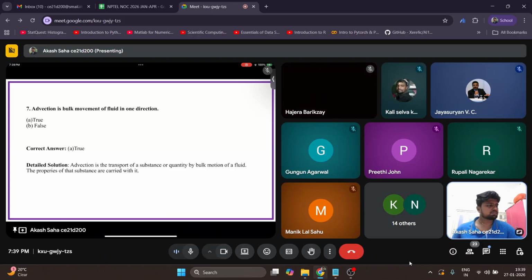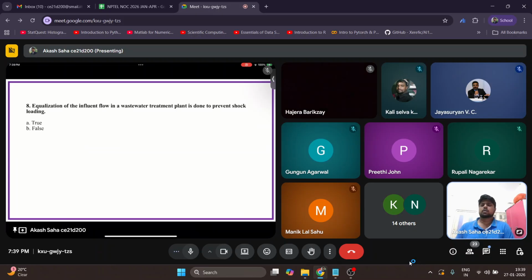Moving to the next problem. Equalization of the influent flow of a wastewater treatment plant is done to prevent shock loading. Is it true or false?